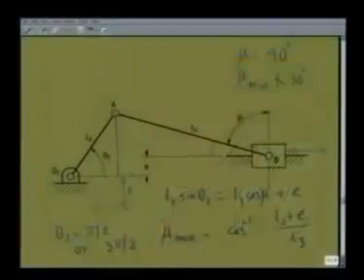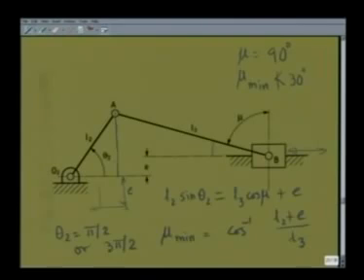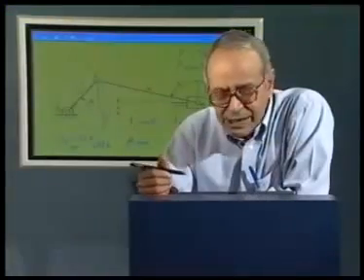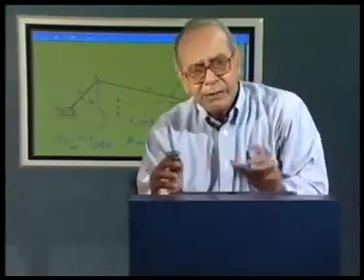One can also see this slider crank mechanism as a 4R linkage with O4B, the hinge O4 at infinity. Then you see O2, A, B, O4 is the equivalent 4R linkage, and mu is nothing but the angle between the coupler AB and the follower O4B. So this concept of transmission angle we have used is same for both the 4R crank rocker linkage and this slider crank mechanism.